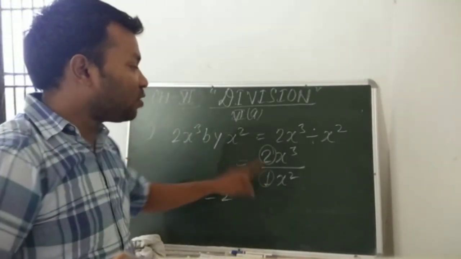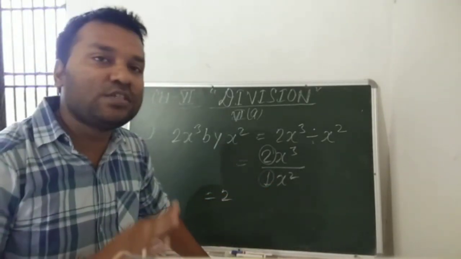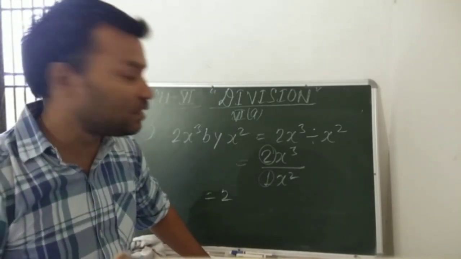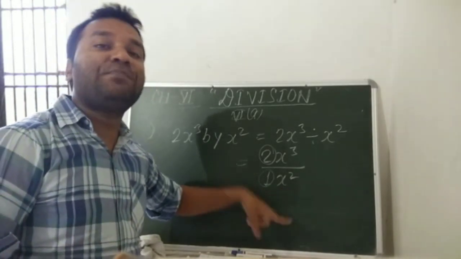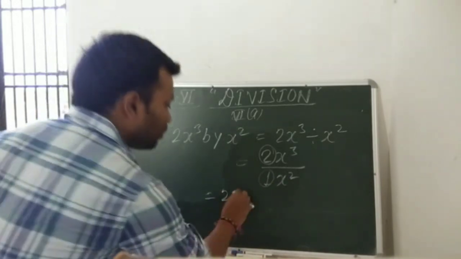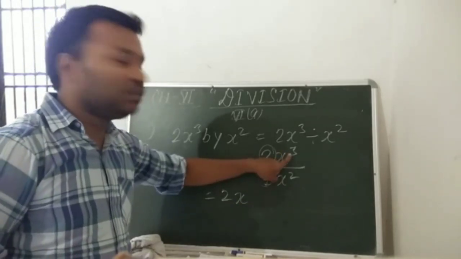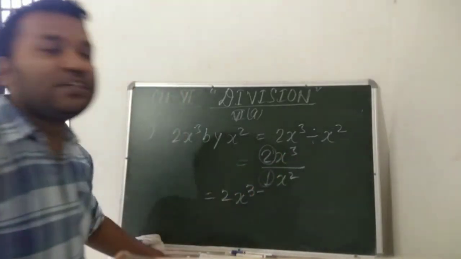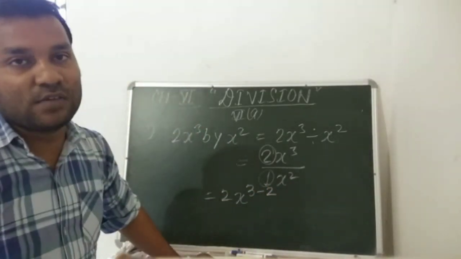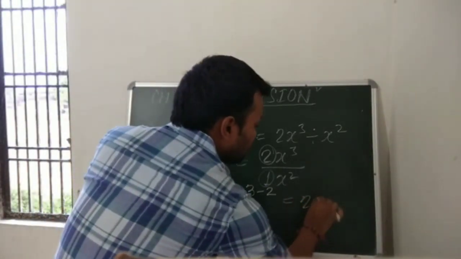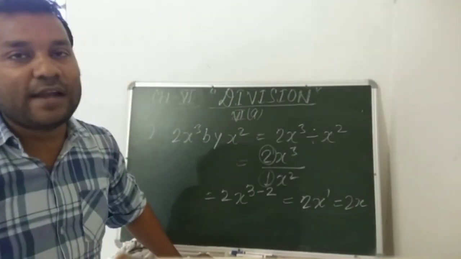And now what will be the procedure to divide variables? To divide variables, we just subtract their powers. We have to subtract the powers of the same variables, that is, subtract the power of the variable in the denominator from the power of the variable in the numerator. What is the variable here? x. What is the power of this variable in the numerator? 3. And what is the power in the denominator? 2. So we will subtract their powers, 3 minus 2, and our answer will be 2x to the power 1, that is 2x. That will be our procedure to divide simple expressions.